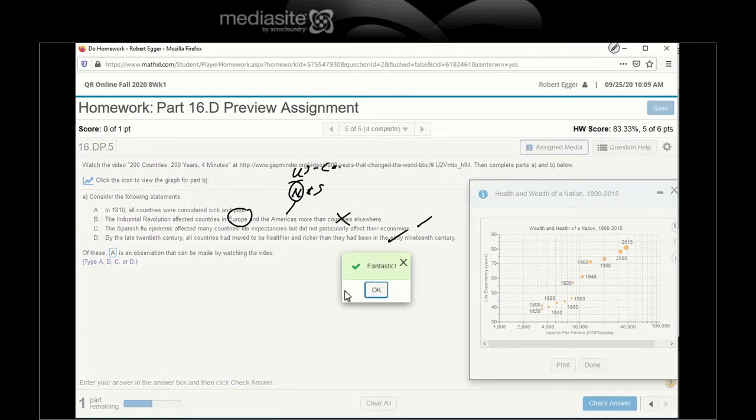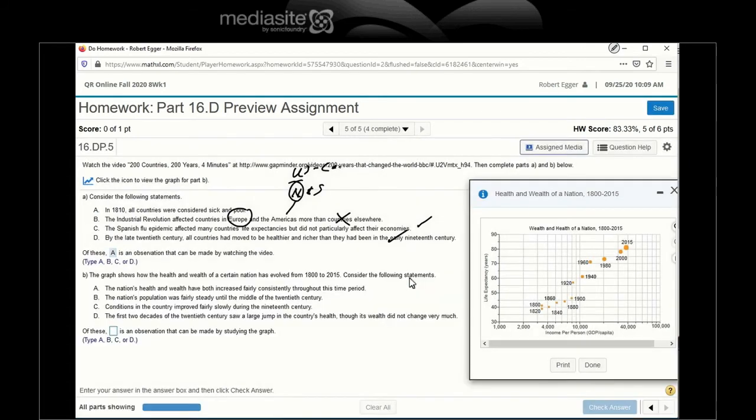Now my question is, I wonder how C and D worked. Fortunately, I can't go back and redo it. Maybe I can. The graph shows how health and wealth of a certain nation evolved from 1810 to 2015. Concerning the following statement: the nation's health and wealth had both increased fairly consistently throughout time.